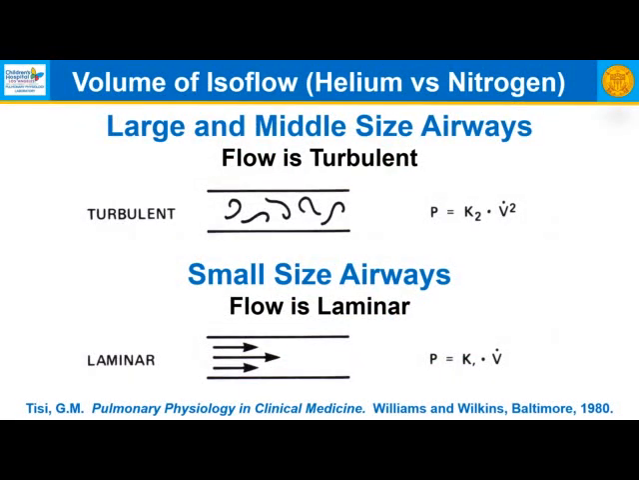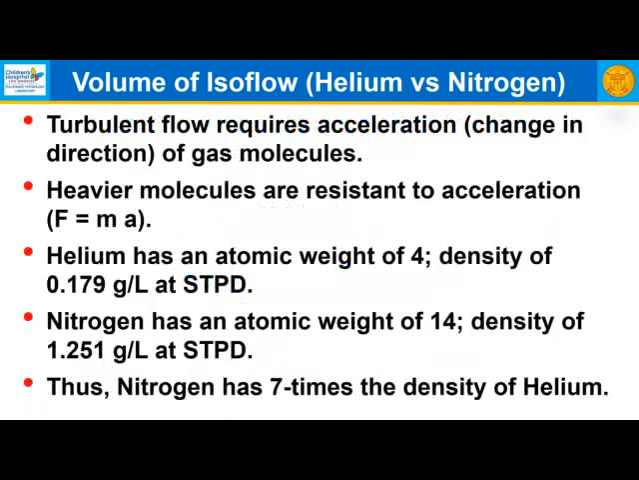This basically depends on turbulent versus non-turbulent airflow. So in the large and middle-sized airways, airflow is turbulent. In small airways, however, airflow is laminar. Turbulent flow requires acceleration, that is, change in direction of gas molecules. Heavier molecules are resistant to acceleration. Remember from physics, force equals mass times acceleration.